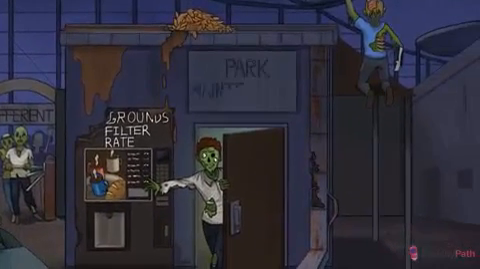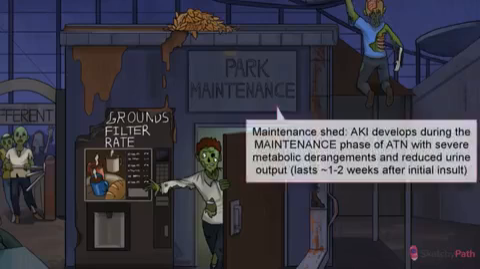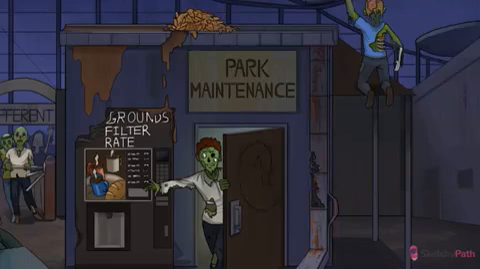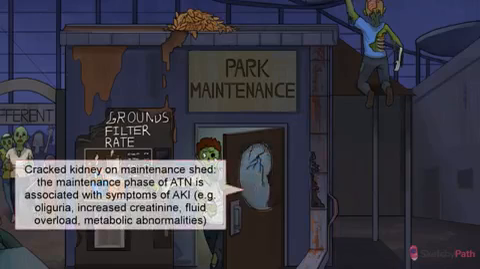At this point, AKI starts to rear its ugly head, leading to severe metabolic derangements and reduced urine output. This symptomatic phase is called the maintenance phase. So we'll illustrate a few of the clinical consequences of AKI around this creepy, rundown maintenance shed. The maintenance phase typically lasts for 1 to 2 weeks after an initial insult, and it's marked by severely decreased urine output, rapidly rising creatinine, fluid overload, and metabolic abnormalities.